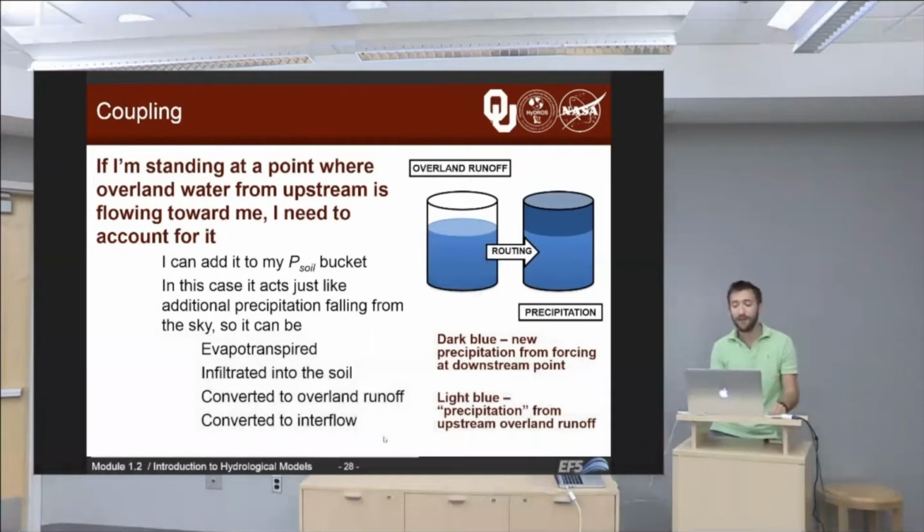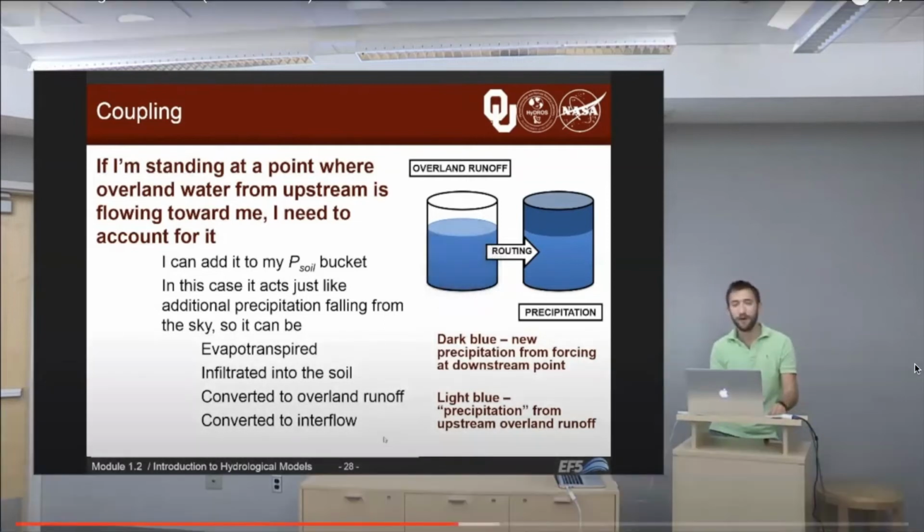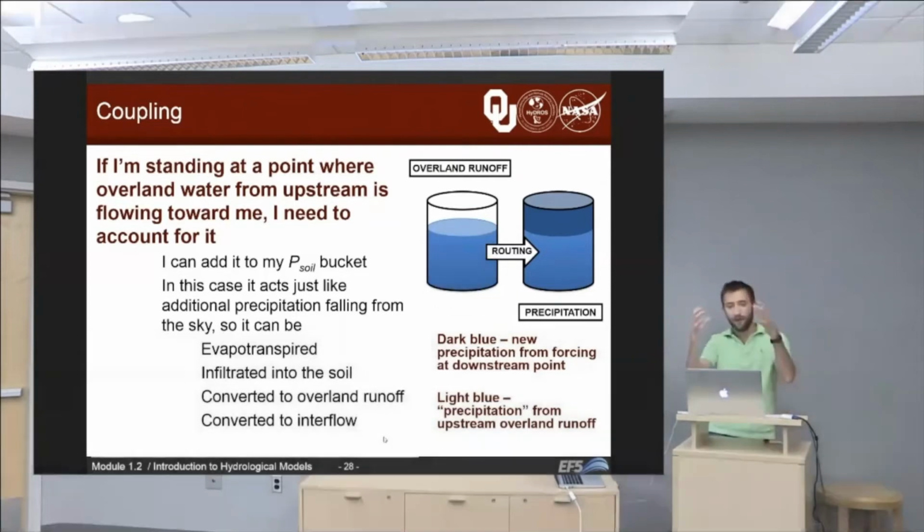So we have precipitation coming from above and we also have a flow of water coming from elsewhere, and that is what we have to account for in the model. I can add that to my soil bucket. So I'm just going to add the upstream water to the bucket I already have. And in this case, it acts just like additional precipitation falling from the sky.